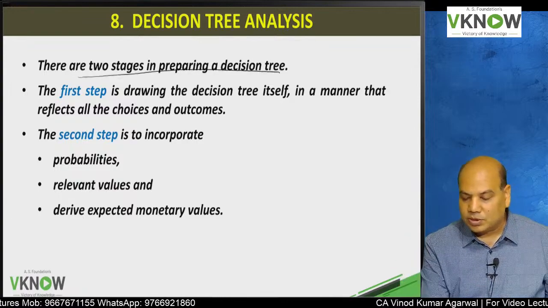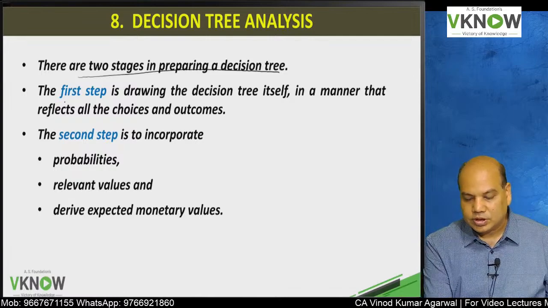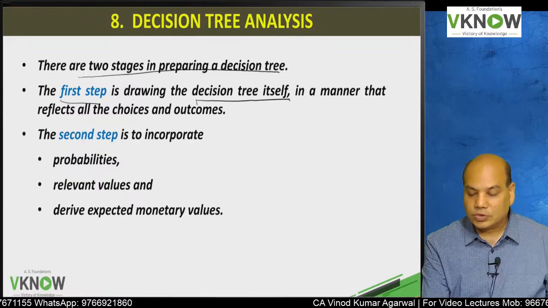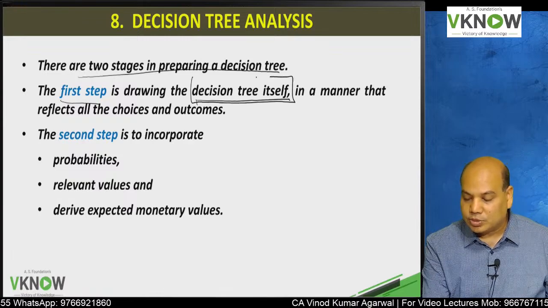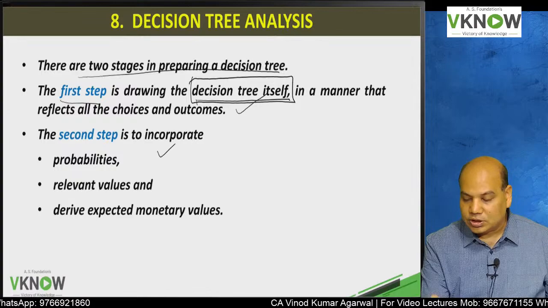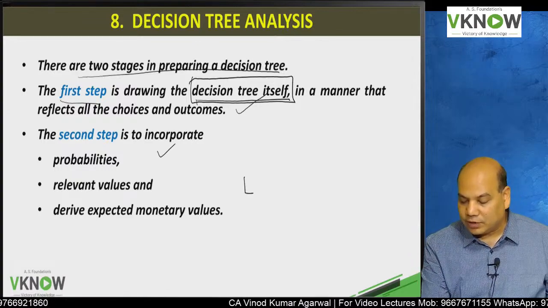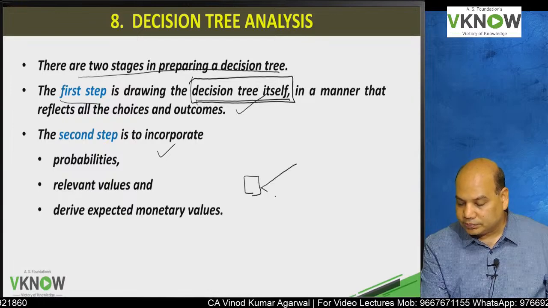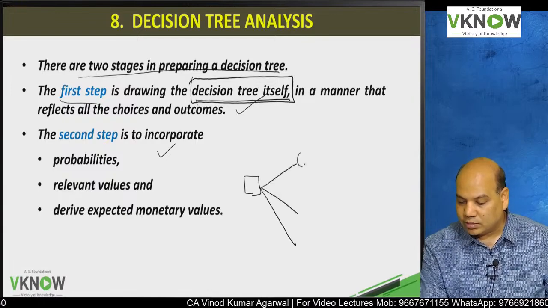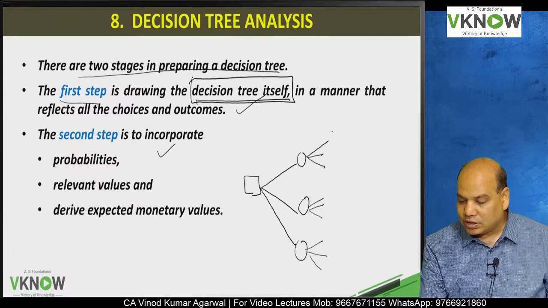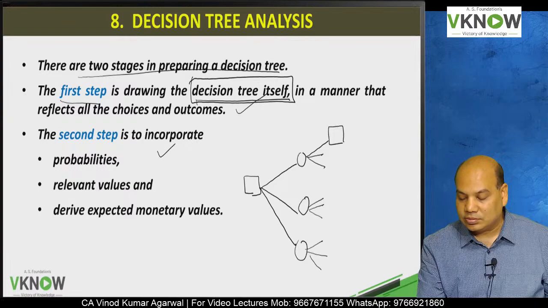There are two steps in preparing a decision tree. First step is to draw the decision tree itself. Now this is the most important task, because if this is right, the rest will be right. By reading the question, you have to identify what are the alternatives we have, what are the outcomes of these alternatives, and sometimes one decision may lead to another decision.